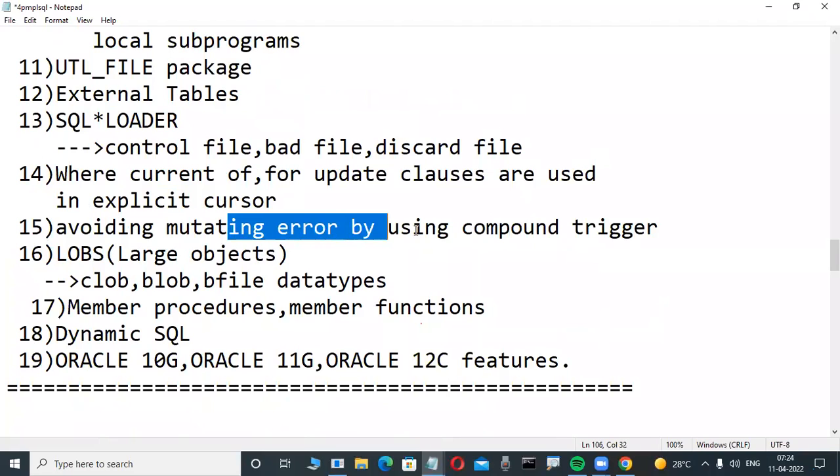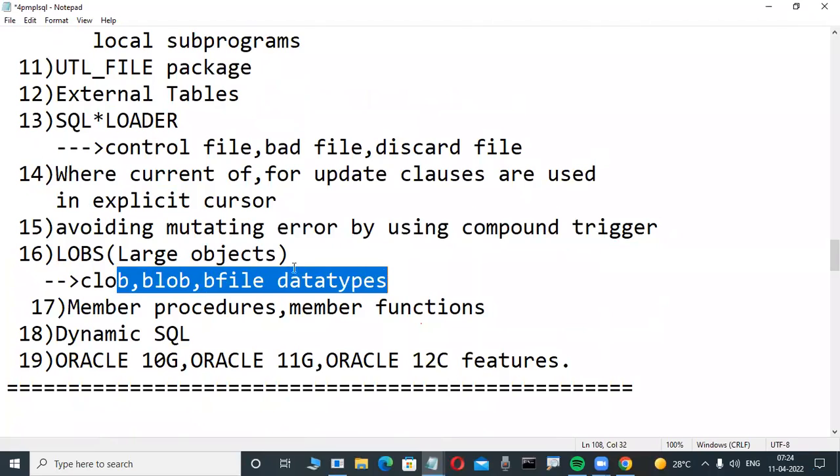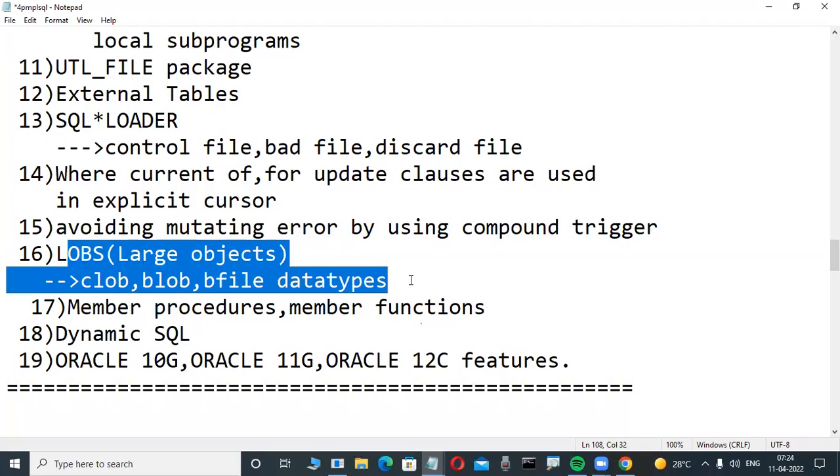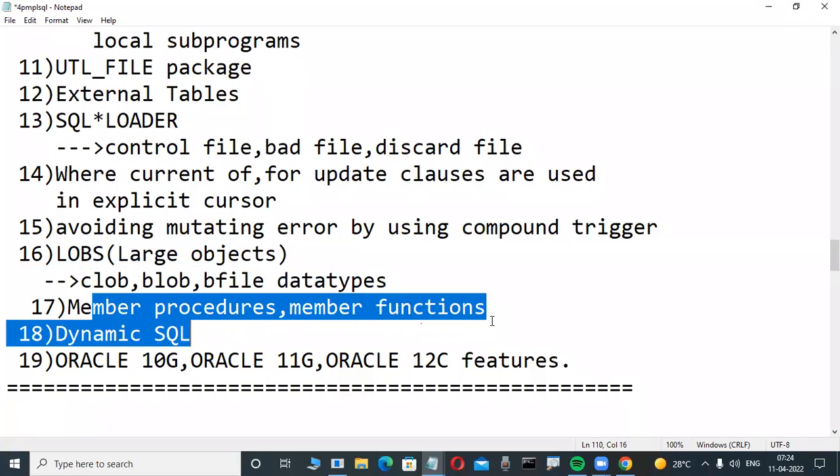And now here, how can I avoid a mutating error compound trigger? Yes, BLOB and CLOB are not important also. I'm embedding them because suppose a Java programmer or .NET programmer wants to store images into a database, BLOB is a data type there. Member procedures and member functions are not required. That is front end only, for Java and .NET programmers.